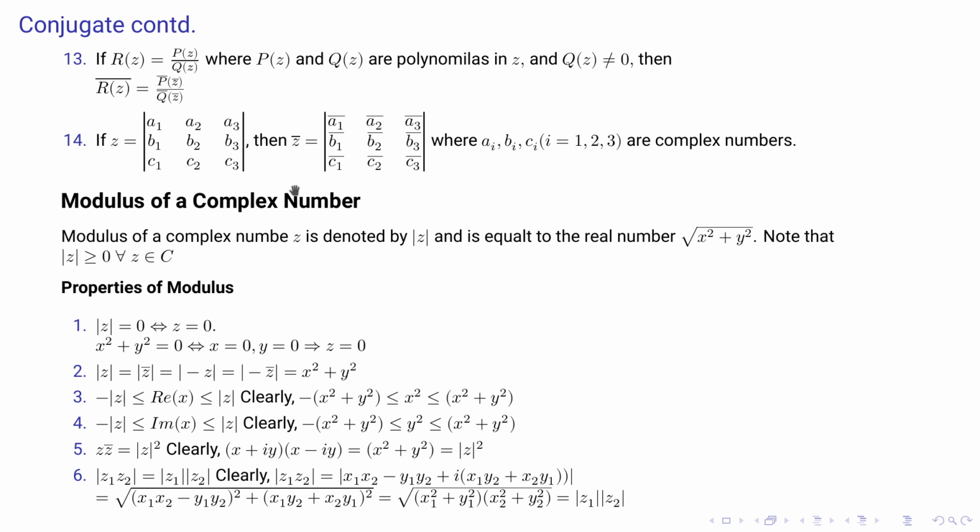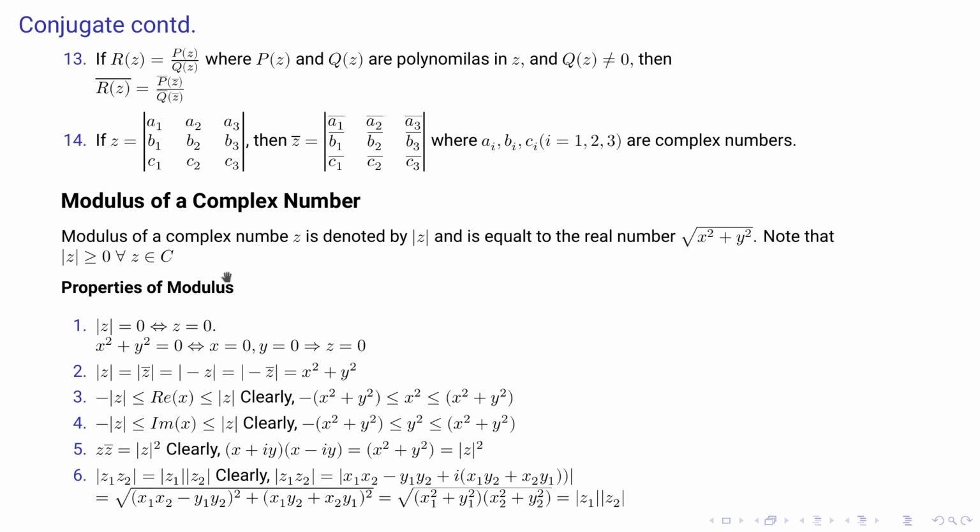Now we will study modulus of complex numbers. If there is a complex number z, its modulus is denoted by z between bars and is equal to the real number square root of x square plus y square. You can see here an r is missing and an extra t is there. Lots of typing mistakes are there.